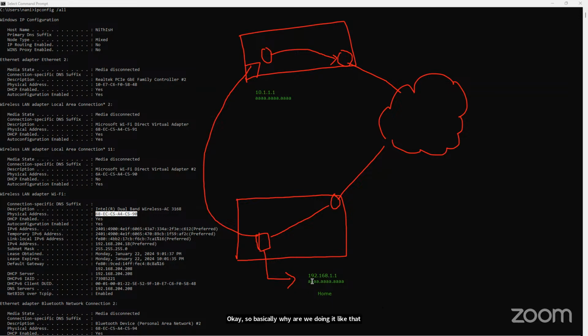Basically, why are we doing it like that? Because, for example, today you are sitting in a CCNA class, so you are identified as a CCNA student. Tomorrow, if you sit in a CCNP class, you will be identified as a CCNP student. But wherever you go, your name will be constant. Similarly, here also.